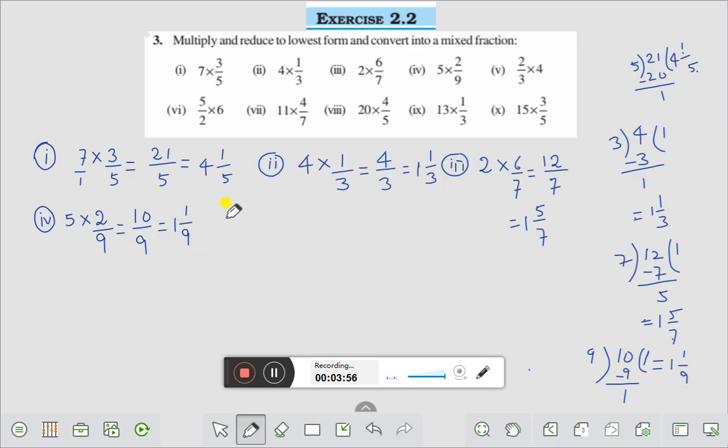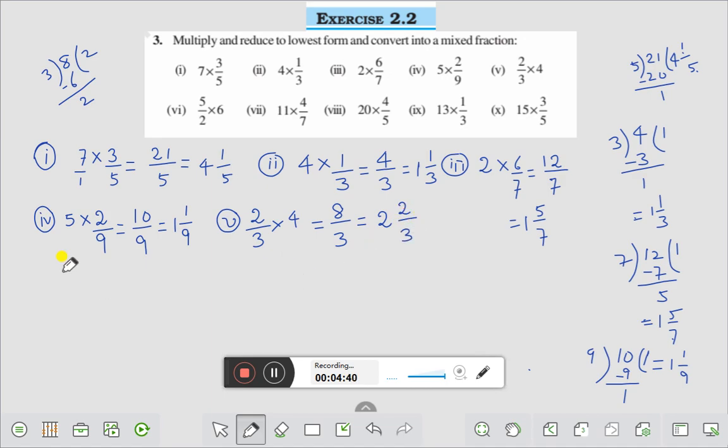Right? Now question number 5 is 2 by 3 into 4. That comes to 4 into 2, that is 8, divided by 3. If we divide 8 by 3, you are getting 3 twos are 6. 8 minus 6 is 2. That is 2 whole 2 by 3. That is the answer of question number 5.